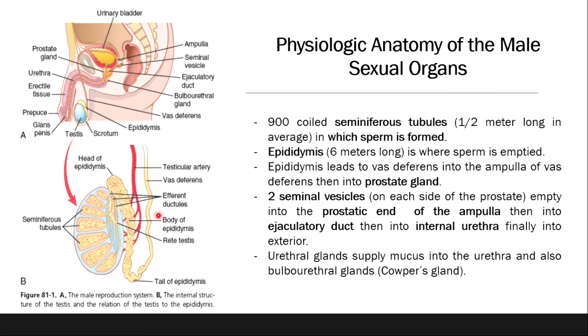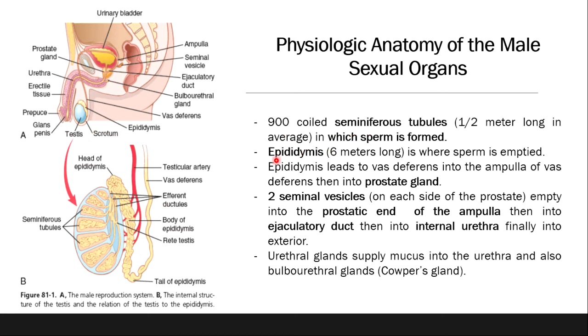Okay? And then, from the rete testis to the epididymis kasi may tinatawag din tayong efferent ductules. Parang connecting system to from the seminiferous tubules na dadaluyan ng sperm papuntang epididymis. Okay? And then as you can see here, yung red dito, yan ay tinatawag nating testicular artery. That is the blood supply of the testis. Okay? So 900 coiled seminiferous tubules, approximately 1/2 meter long in average, in which the sperm is formed. So as you can see, sa seminiferous tubules, dito talaga na-form yung tinatawag nating sperm.